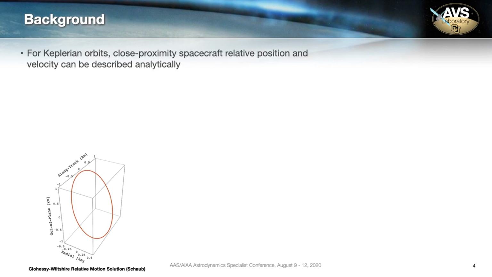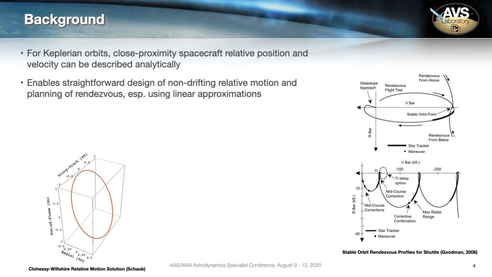For Keplerian orbits, the close proximity spacecraft relative position and velocity can be described analytically in terms of the orbital parameters of one of the spacecraft, initial relative state conditions, and an independent variable, either time or an angle. The Quasi-Wiltshire relative motion solution is the most well-known demonstration of this, but there are others. The relatively simple dynamics enable engineers to plan rendezvous and relative motion in a straightforward way. An example is given in this figure on the right, which shows how the dynamics of Keplerian relative motion were used to devise a simple and regularly repeatable orbit rendezvous plan for the shuttle.